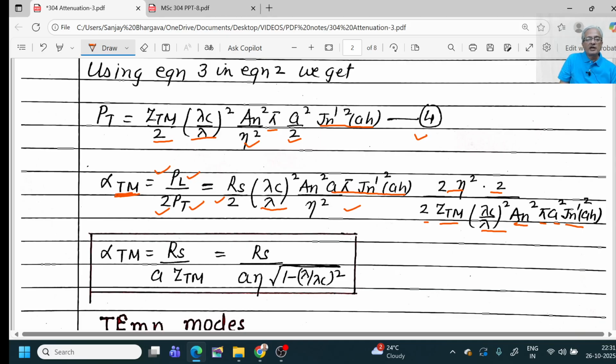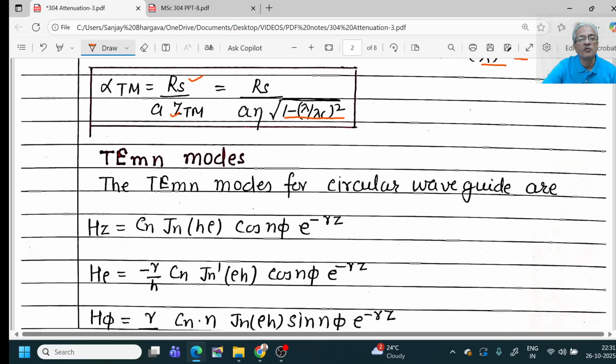So α TM would be equal to Rs upon a ZTM. Remaining quantities are supposed to cancel. So Rs upon aη and ZTM would be η into under root 1 minus (λ/λc)². So we get the attenuation constant for TM modes in a circular waveguide.